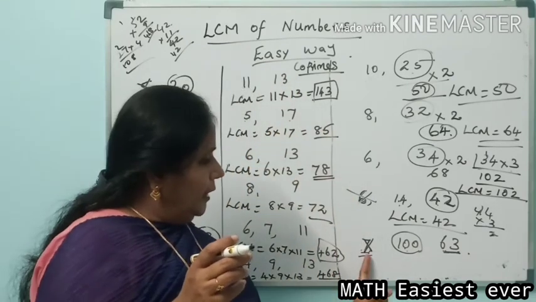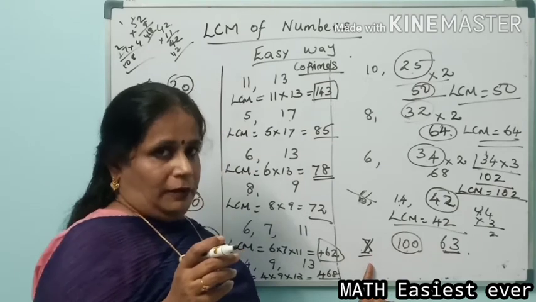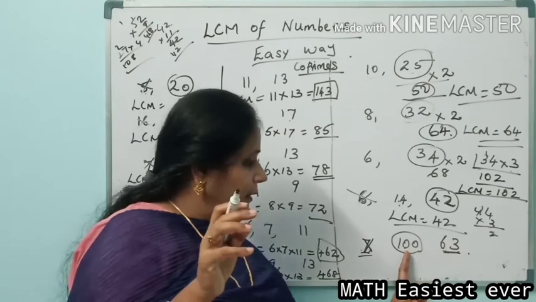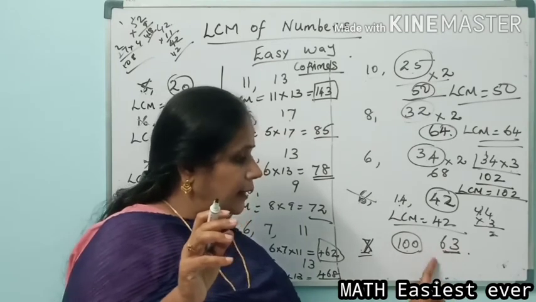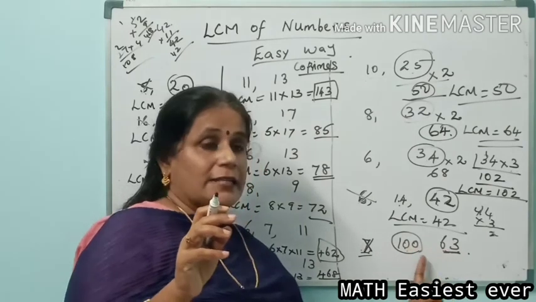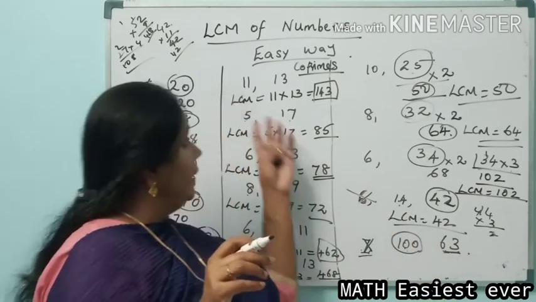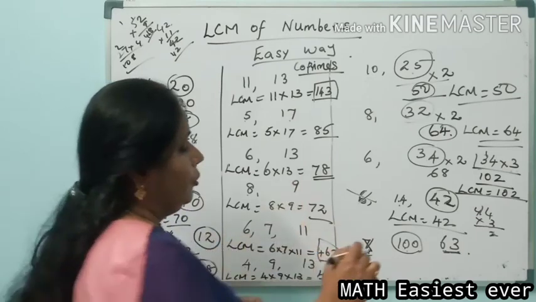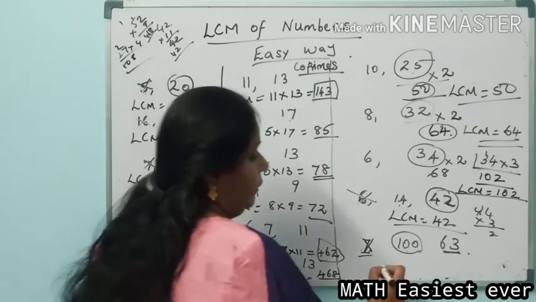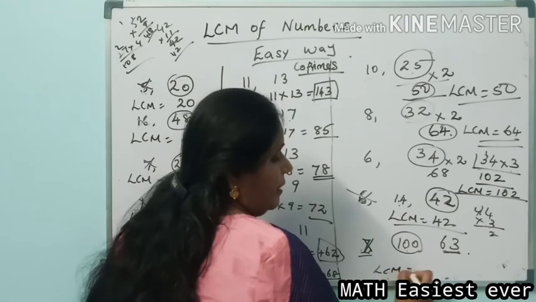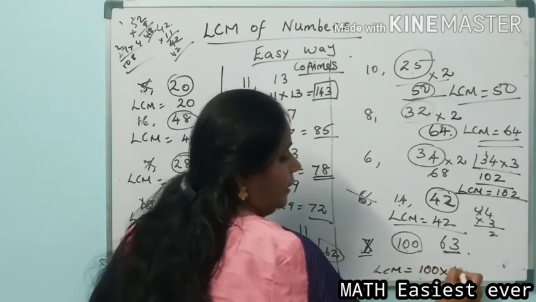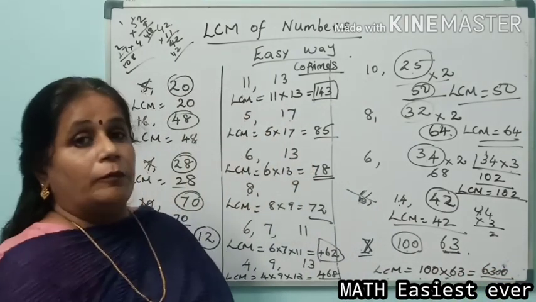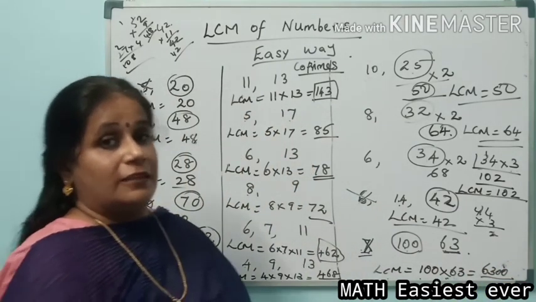If two numbers have a common factor, we can cut out the smaller number and keep the bigger number. From these, the biggest number is 100, but when you analyze 100 and 63, you find out that it's of the type where they don't have any common factor. So, what will you do if they don't have any common factor? You will take their product. So, the LCM will be 100 into 63, it is 6,300. Hope this type of LCM finding is easy for you children.